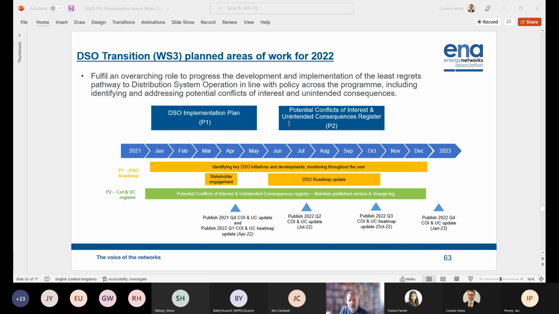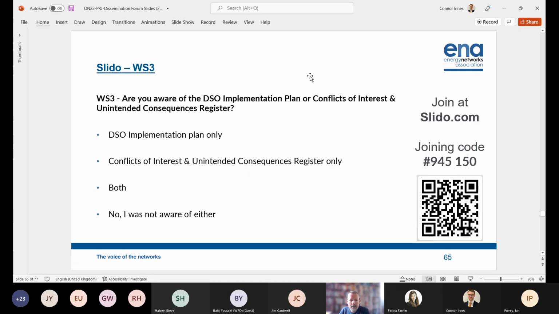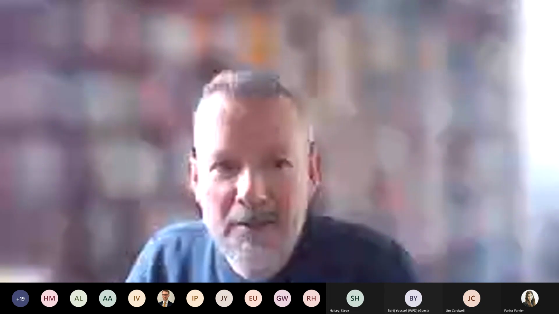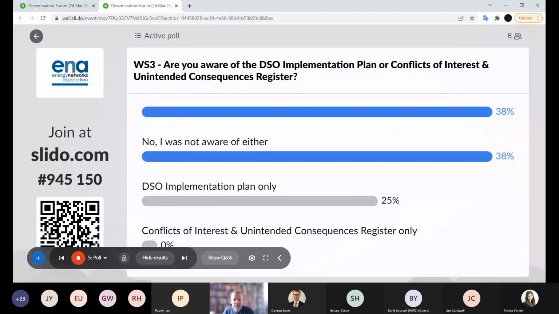So I think if we move to the Slido questions. So the first one is, are you aware of the DSO implementation plan or conflicts of interest and unintended consequences registers? Four choices there: DSO implementation plan only, the conflicts of interest and unintended consequences register only, both, or no, I was not aware of either. So it'd be great to understand that and see how that goes, and please be honest.